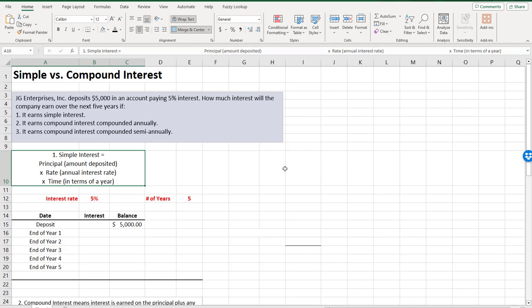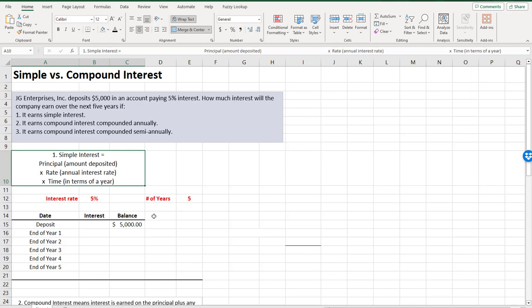Simple interest is interest based only on the principal, or the amount that you deposited. And you've probably seen this before. It's principal times rate times time. The principal is the amount deposited, the rate is the annual interest rate, and the time is in terms of a year. So let's take a look at this example here.